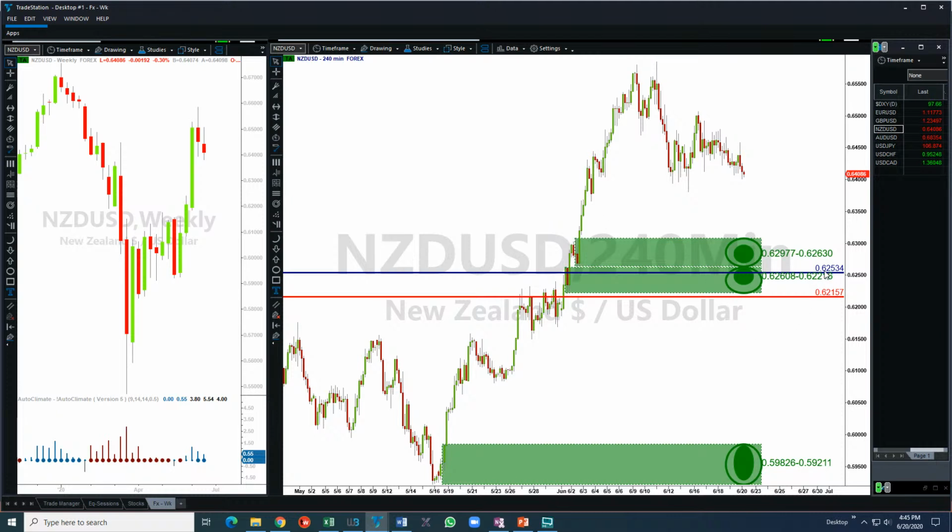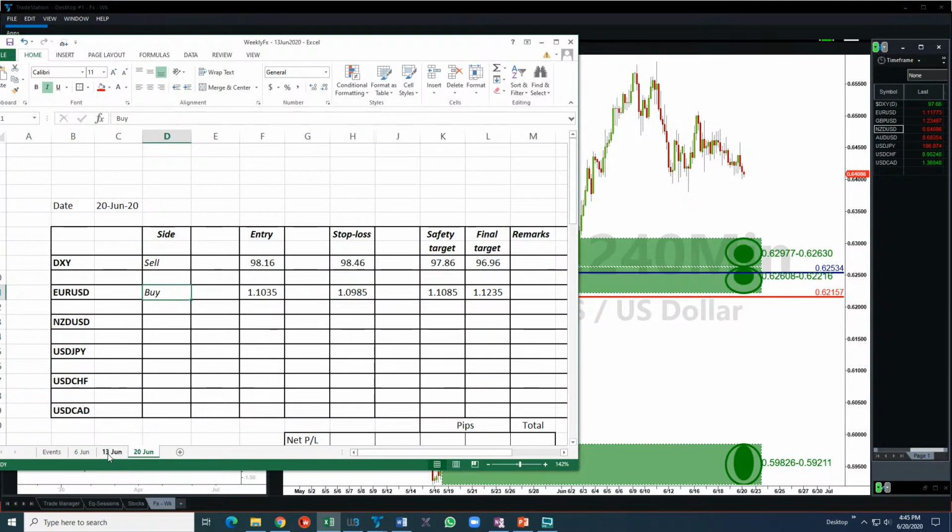So we'll go with our entry here, 0.62534. Why are we doing that? Because on the weekly, we have a confirmed up climate. Hope everybody okay with the plan. Let me put in the numbers, 6253. And those are the numbers that we had even from the previous session. So let me just do a copy paste.